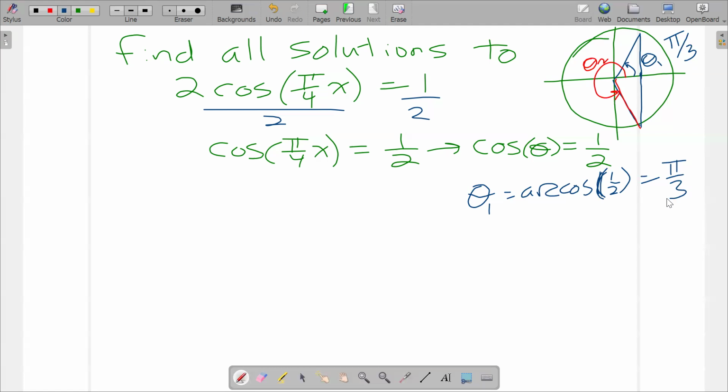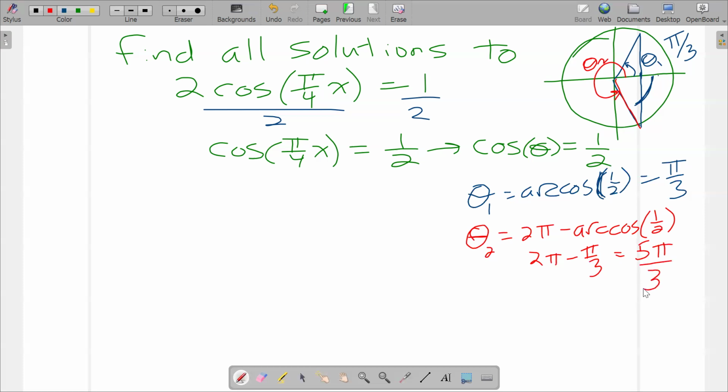For the other one, I can use that to come up with the red version because it's just that as a reference angle out of 2 pi. So I think I can also name theta 2 here. Theta 2 is going to be 2 pi minus that arc cosine, which should be 2 pi minus pi over 3, which is what? 5 pi over 3? Six pi over 3 minus 1 pi over 3 is 5 pi over 3. Yes, that looks right. So now I've got those two basic solutions, and I can use those to generate other ones.